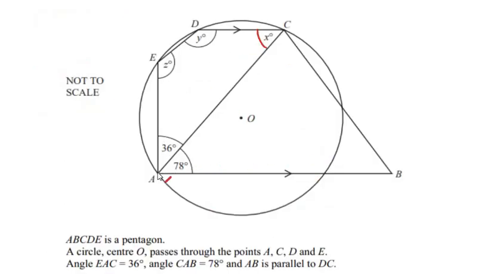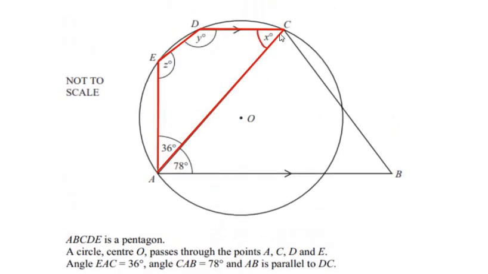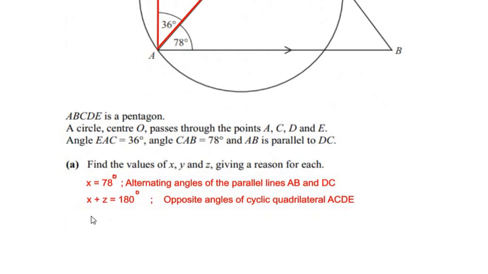Now here we can see that the points A, C, D and E are the points of a quadrilateral, and it is a cyclic quadrilateral because all the vertices are on a circle, and x is opposite to the angle z. So they both add together to give us 180 degrees. So let us write it over here. x plus z is equal to 180 degrees, and the reason being opposite angles of the cyclic quadrilateral ACDE. And here we had already got the value of x as 78.